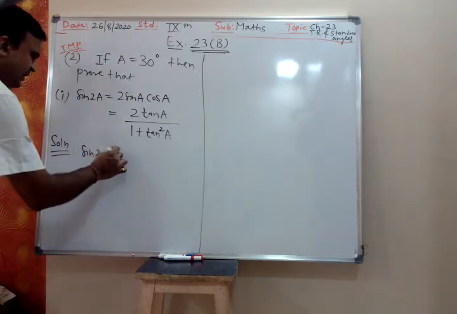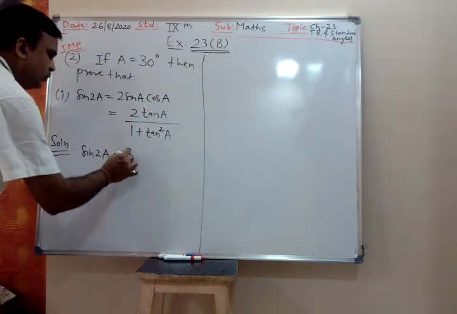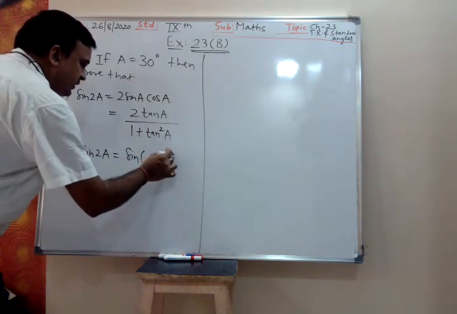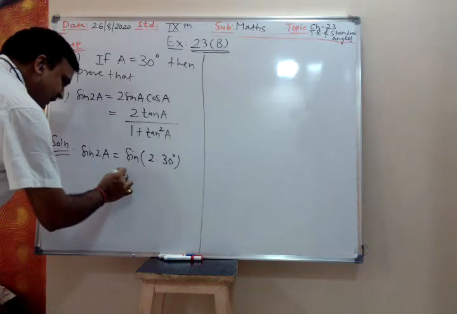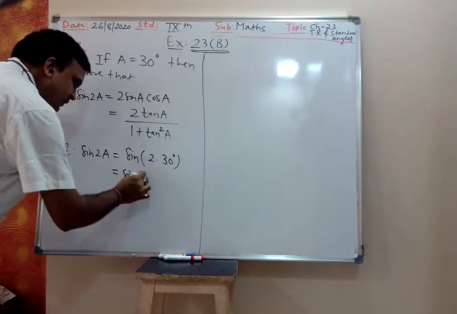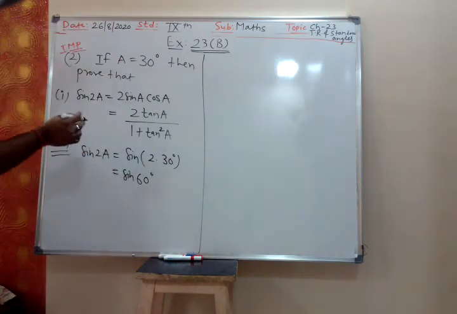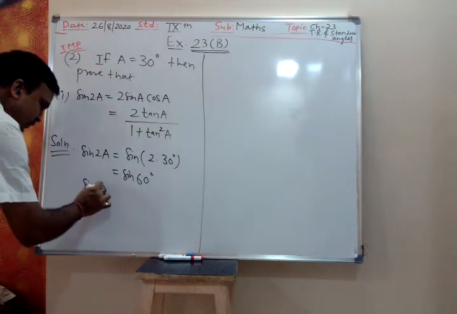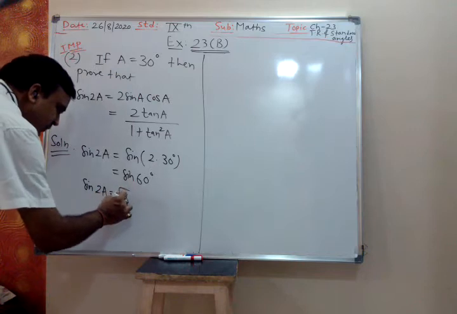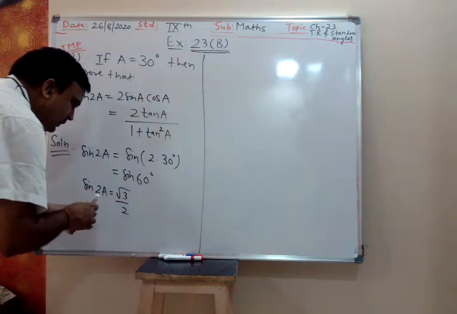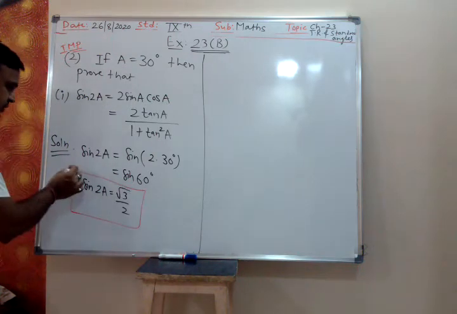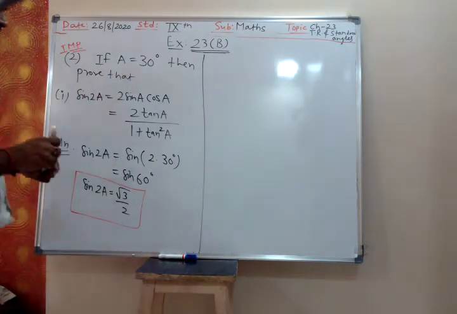Sine 2A. A is 30 degree. So 2 into 30 degree, so that is sine 60 degree. What is sine 60 degree? Root 3 by 2. So sine 2A is root 3 by 2. This value we have found. Similarly, I will find 2 sine A cos A.